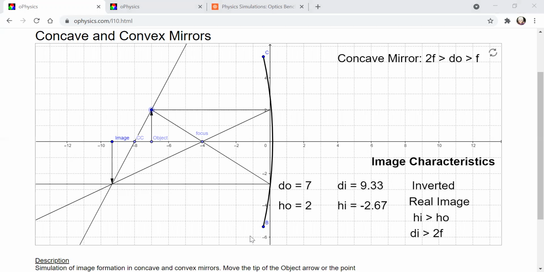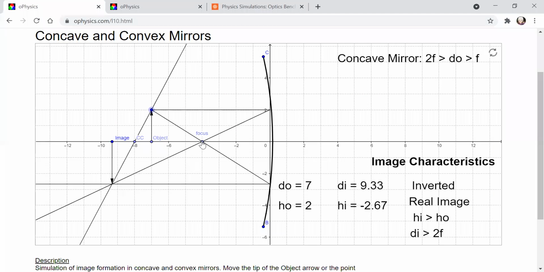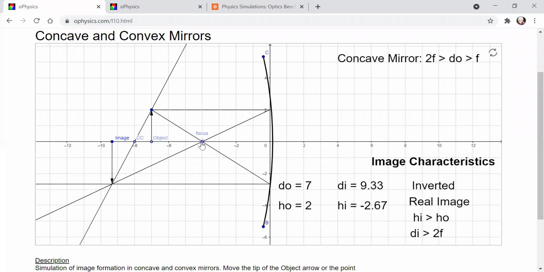Okay, the next thing I need to do is check my focal length. In my problem here, it says the focal length should be 4. So I'm going to show you how to move the focal length if you need to. The focal length is actually at 4, but if it was not at 4, you need to put it at the right location. I can drag that dot, but I want the focal length at 4. So the object is 2 meters high, it's at 7, my focal length is at 4.